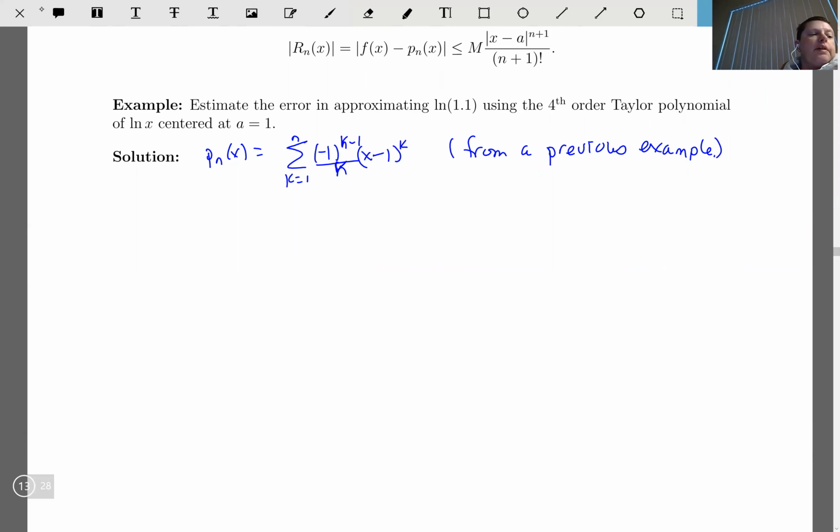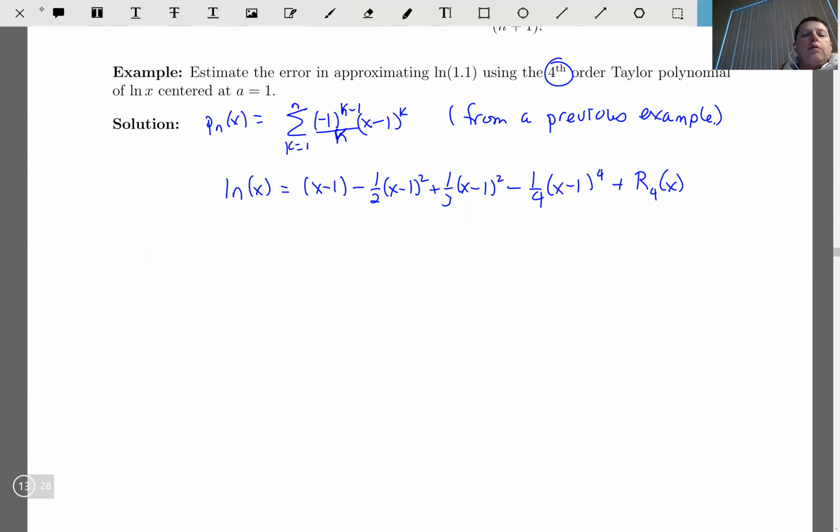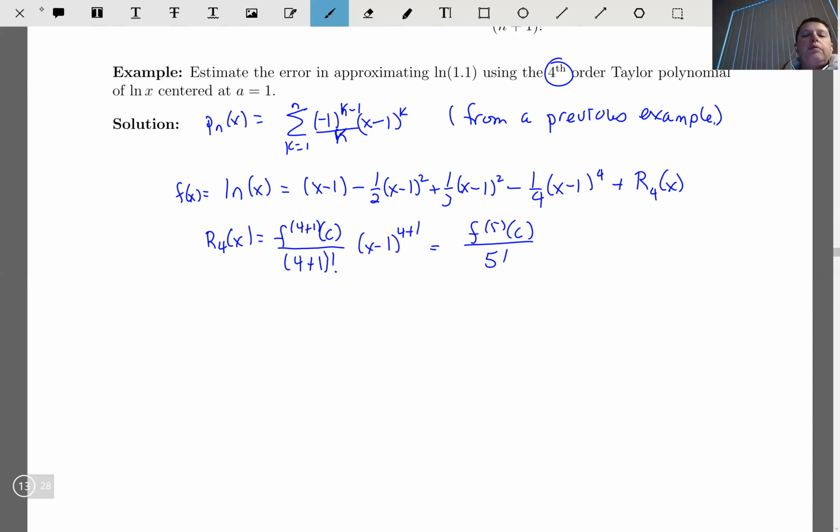Okay, so my remainder is going to be what? So R4. First of all, this is telling me that log of x is going to be x minus 1, minus 1/2 (x minus 1) squared, plus 1/3 (x minus 1) cubed, minus 1/4 (x minus 1) to the 4th, where n is 4, plus the remainder. And so our remainder from above is going to be given by the fifth derivative of f evaluated at c, over 5 factorial, times (x minus 1) to the 5.